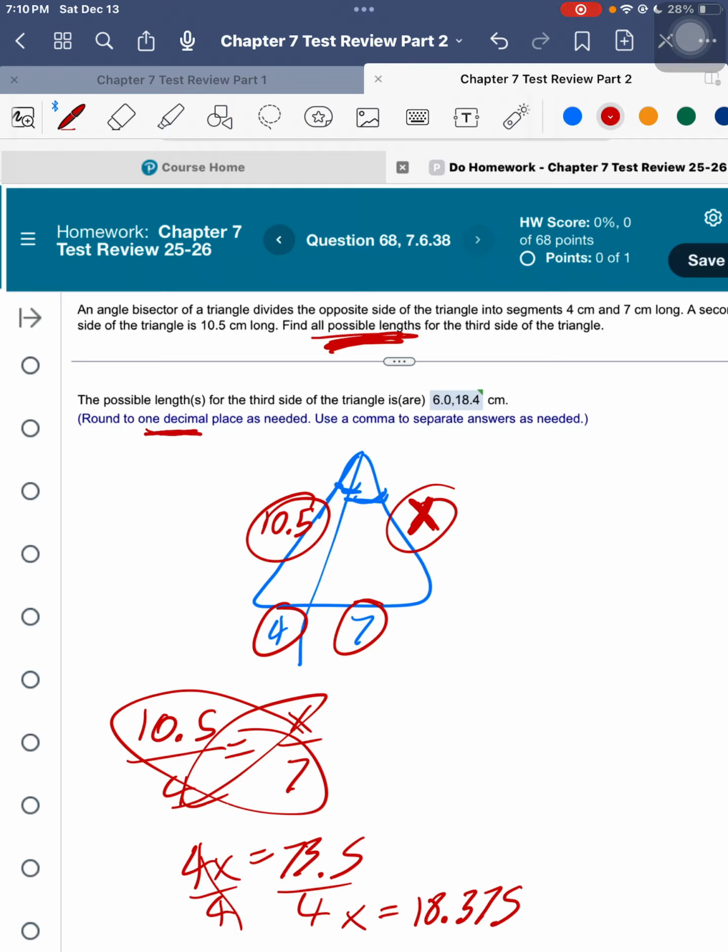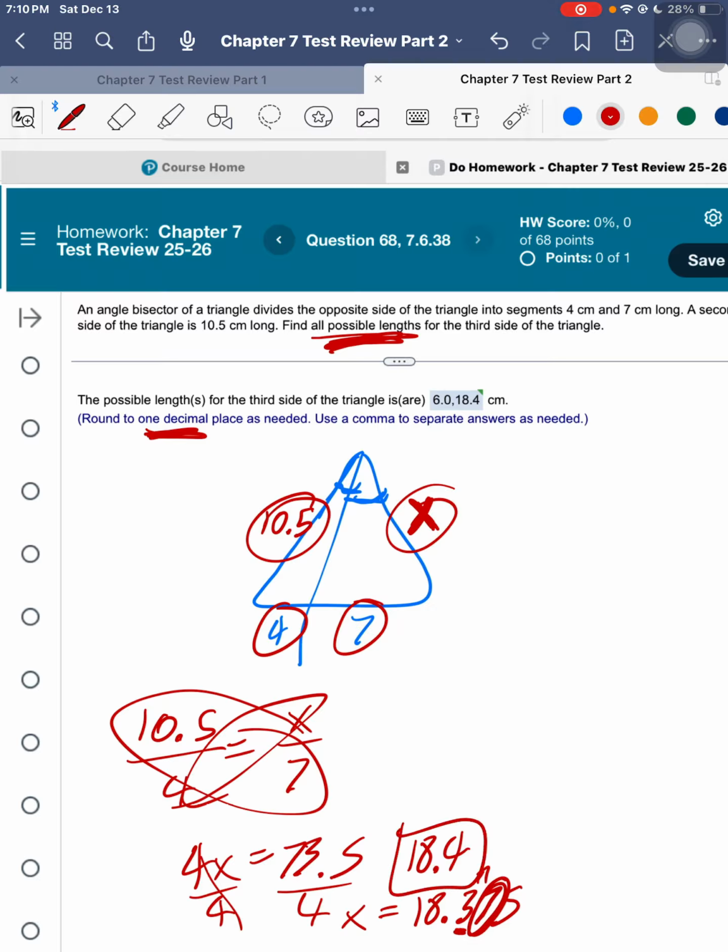Round to 1 decimal place as needed. Okay, so to 1 decimal place, that means the 3. So what's the number after the 3? 7. So is my 3 going to go up to a 4 or is it going to stay at 3? It's going to go up to a 4 because this number is 5 or greater. So my answer for the first x is 18.4.